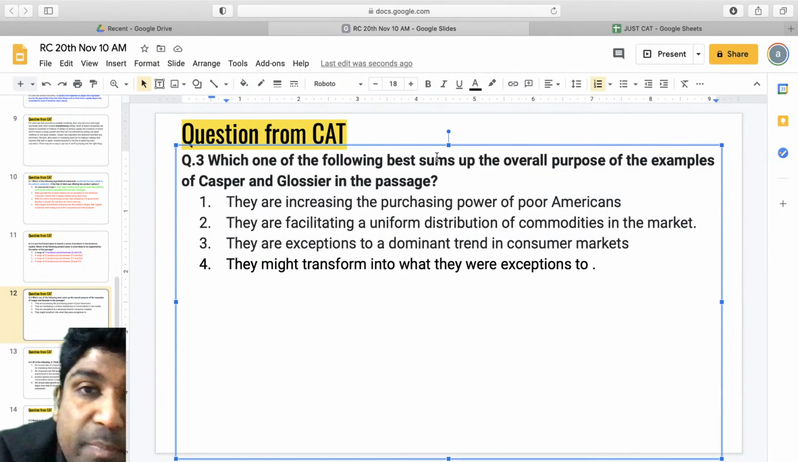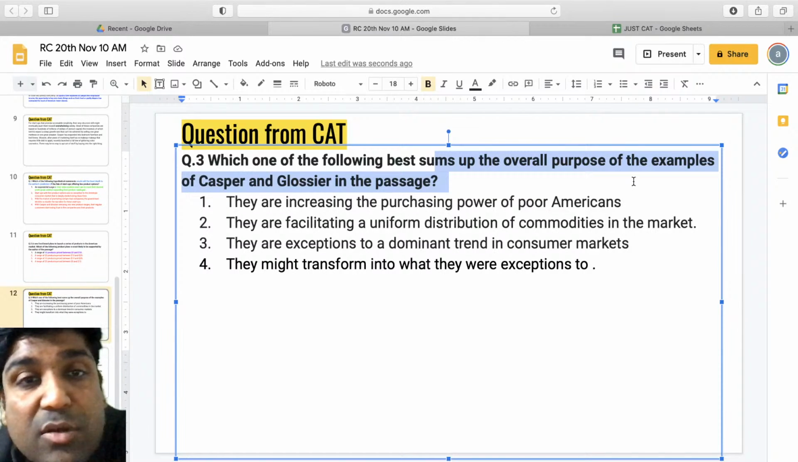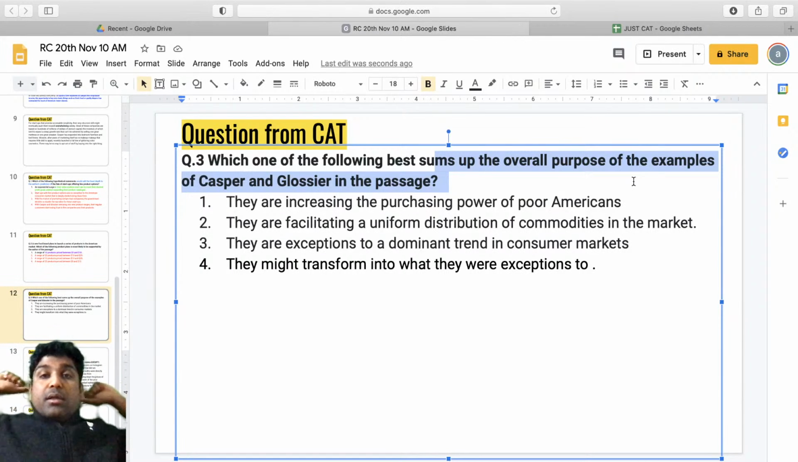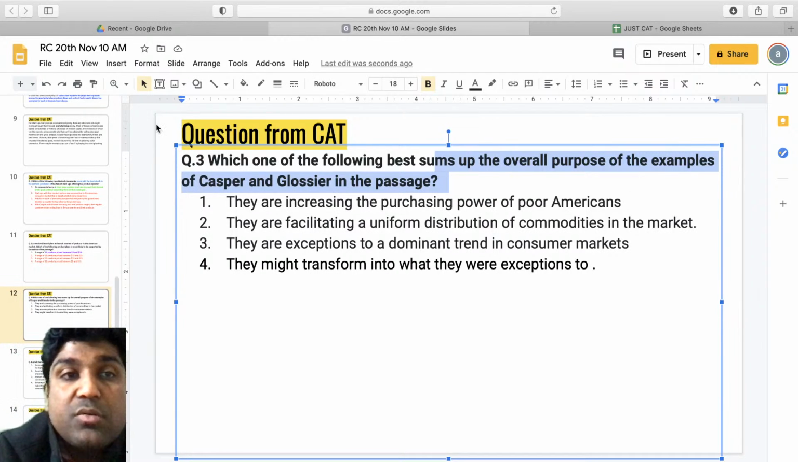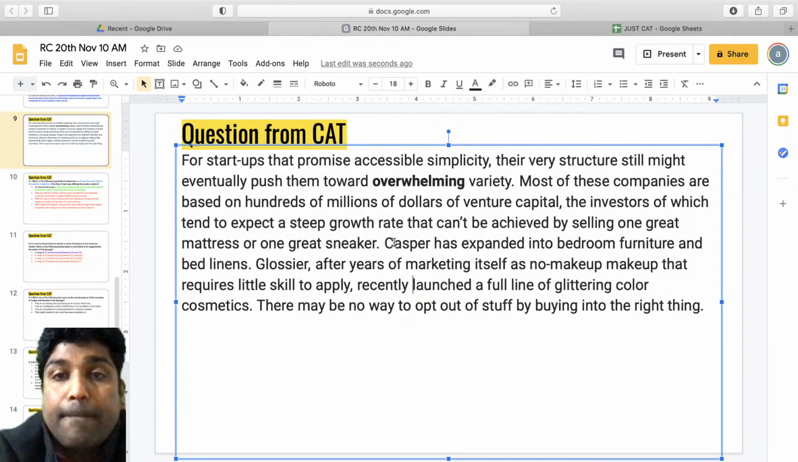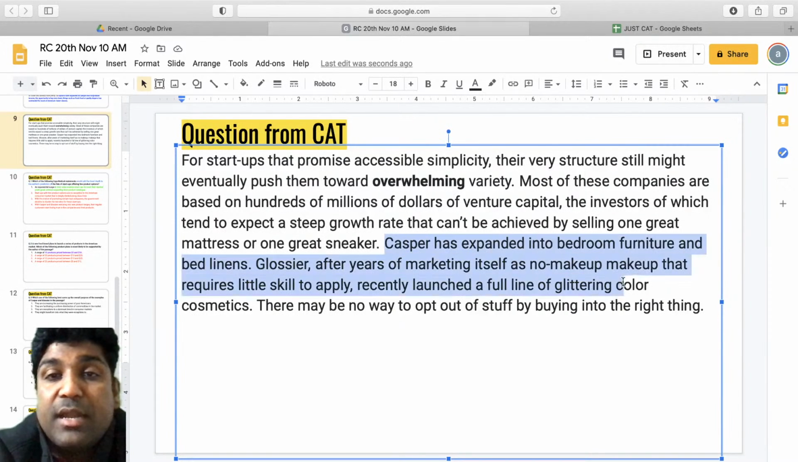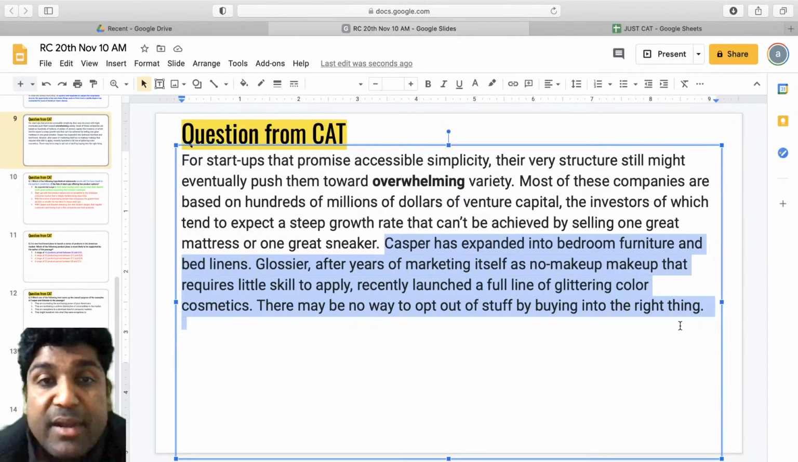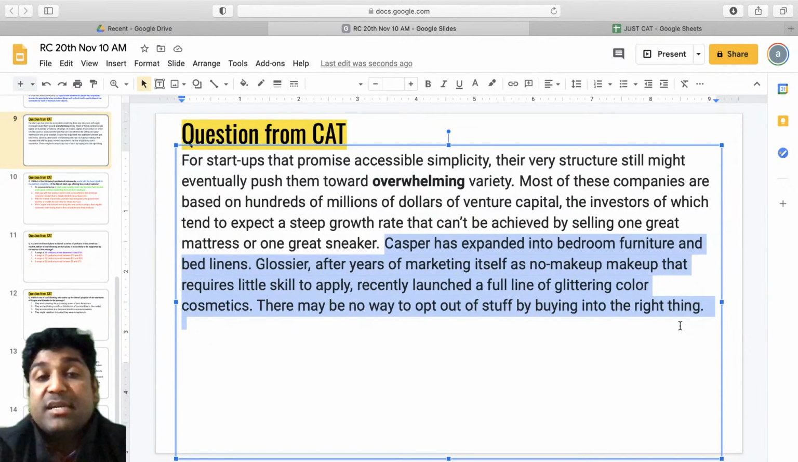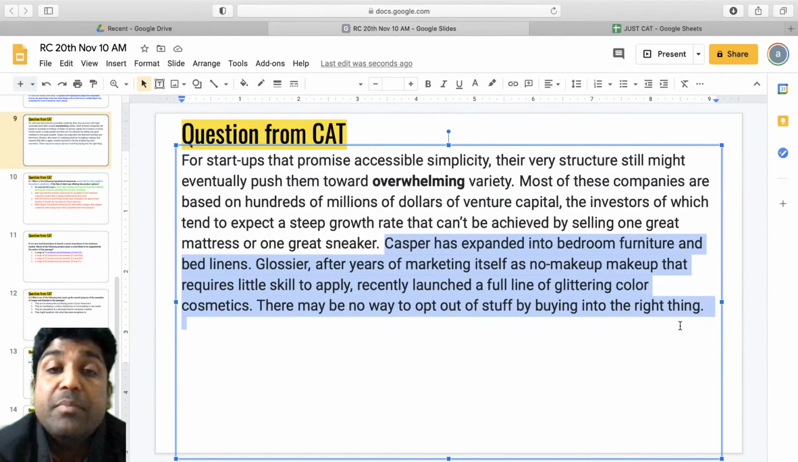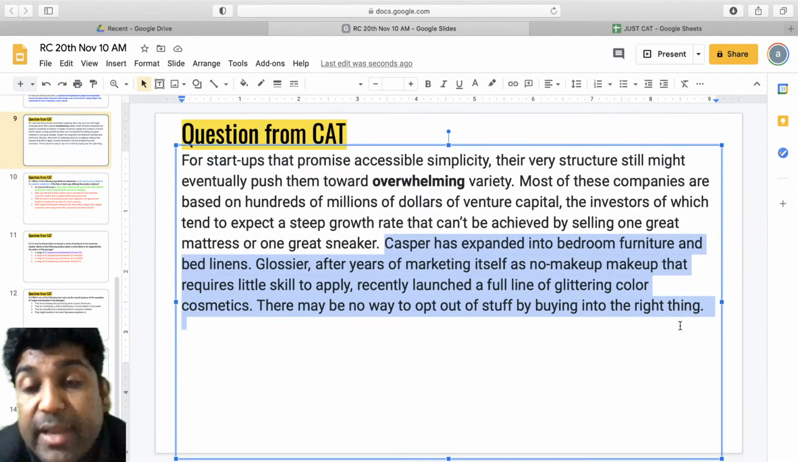Which one of the following best sums up the overall purpose of the examples of Casper and Glossier? So why did he mention them? He mentioned them because if you read here, it says that Casper has expanded into bedroom furniture and bed linen. Glossier, after years of marketing itself as no makeup that requires little skill to apply, recently launched a full line of glittering color cosmetics. There may be no way to opt out of stuff by buying into the right thing.